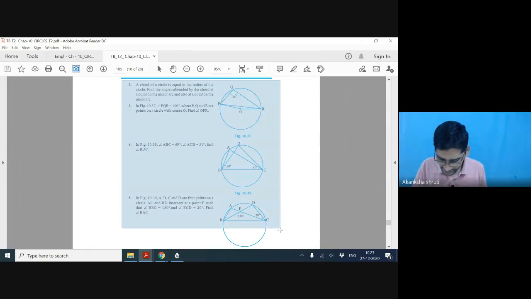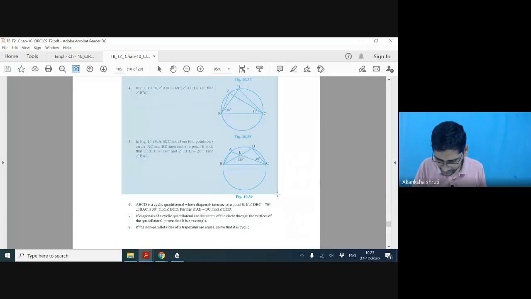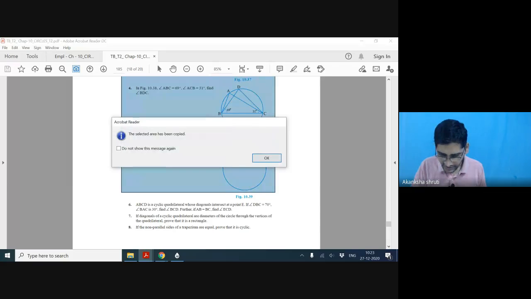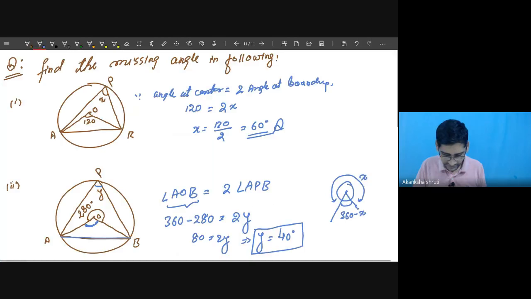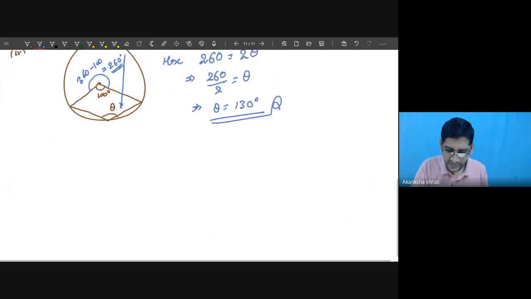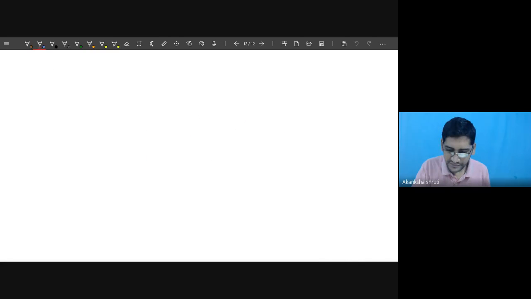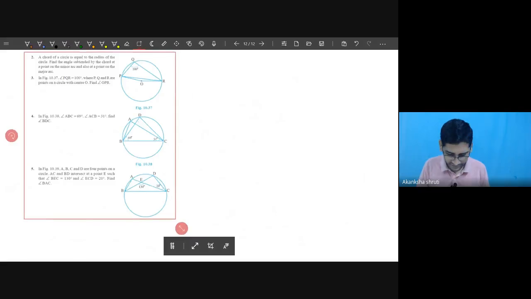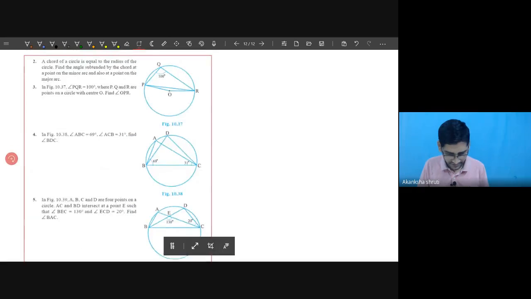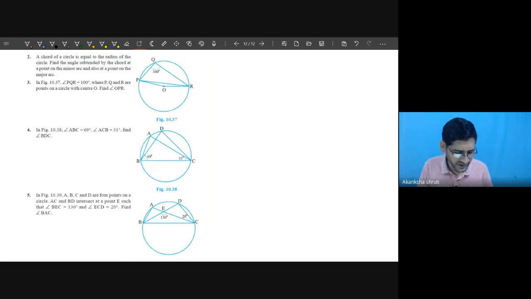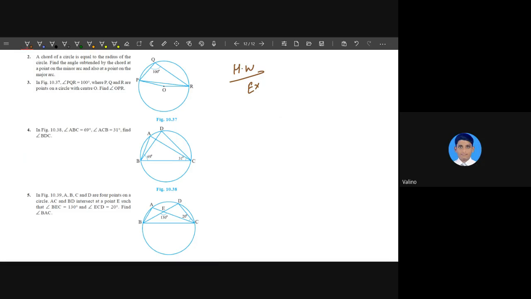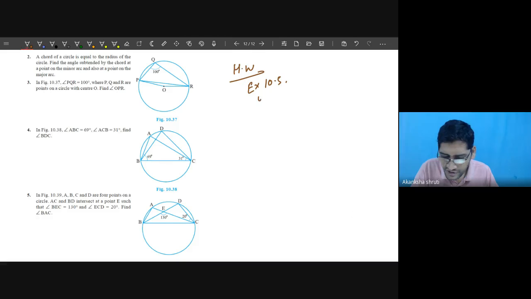This is an important point or important concept based on which questions are asked every year in all the examinations. Questions will be directly asked from this concept, students. So please do not forget. Do this homework: exercise 10.5, question numbers 2 to 5. Only this many questions you can do. Again you have to apply the same concept of triangle and angles, you can get it.